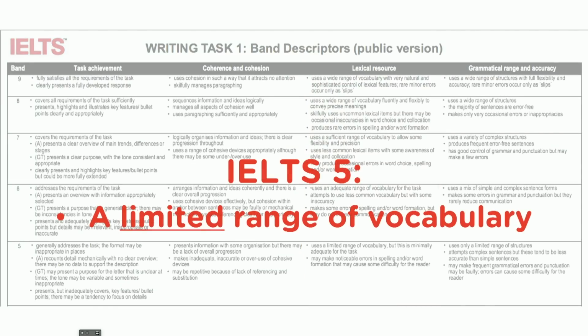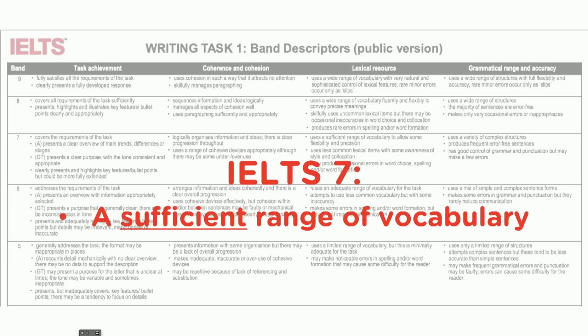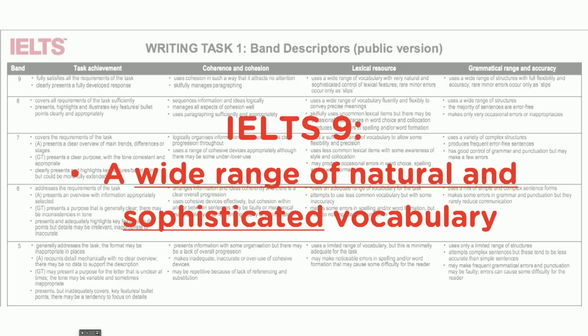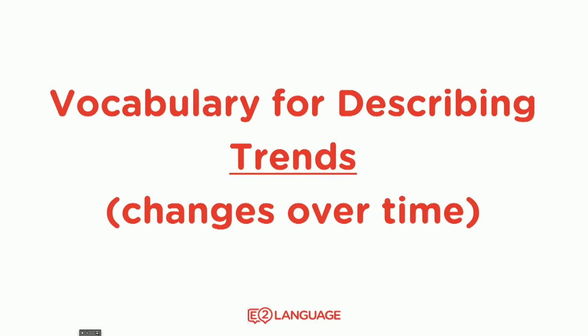If you get an IELTS 5 out of 9 for vocabulary, it means you have a limited range. IELTS 6 has an adequate range, so slightly better. IELTS 7 has a sufficient range. IELTS 8 has a wide range, and IELTS 9 has a wide range of natural and sophisticated vocabulary. So these examiners are looking at the words you're using in your writing and deciding what level you are according to the range. So I want to show you a number of different words for describing trends.